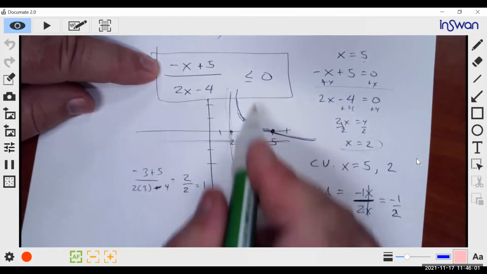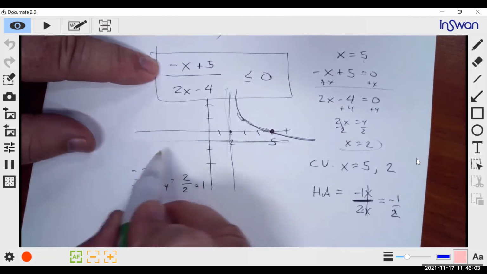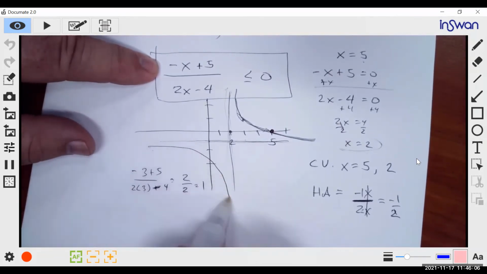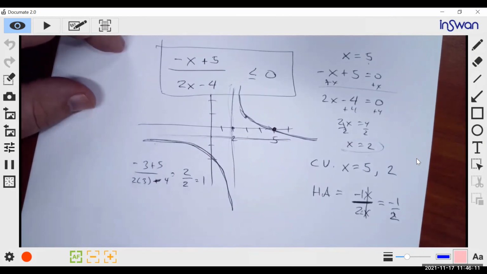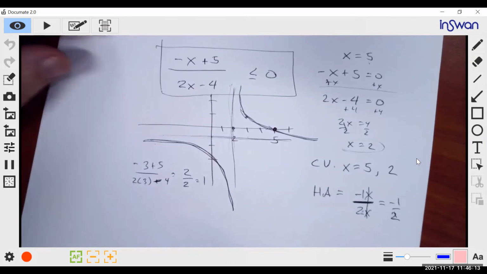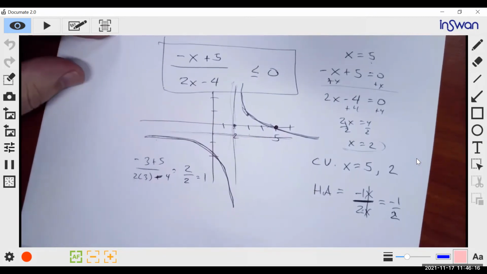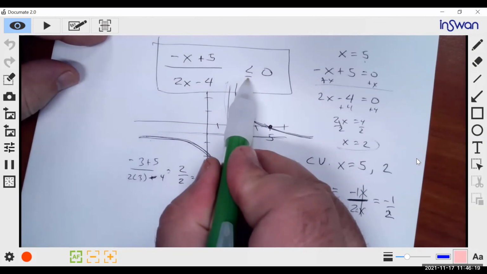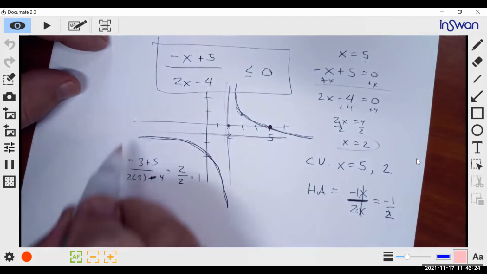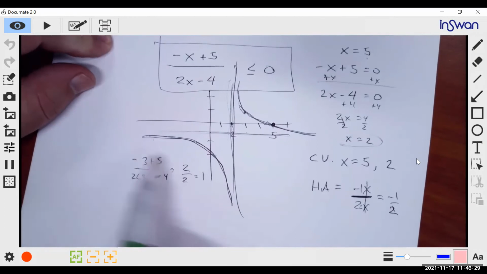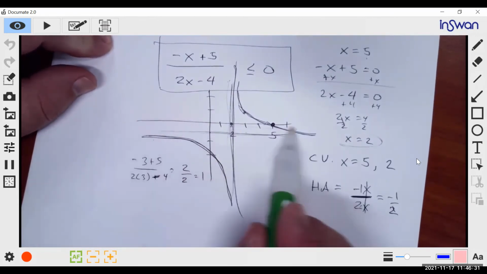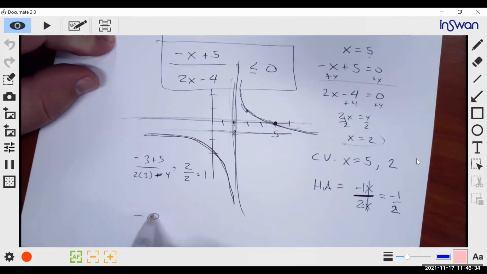Since I only have 2 quadrants, I'm guessing on this side it's gonna be down here also, but you can just plot some points and see. So I want what's below the x-axis. Let's look at this side. Oh, the whole thing's below the x-axis. There's the x-axis. So from -infinity to 2, that's part of my answer.